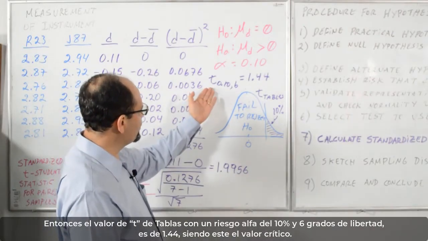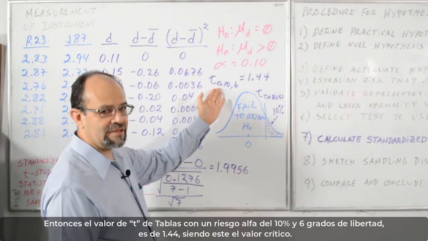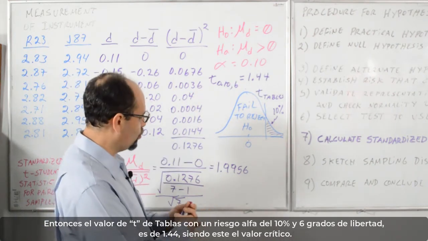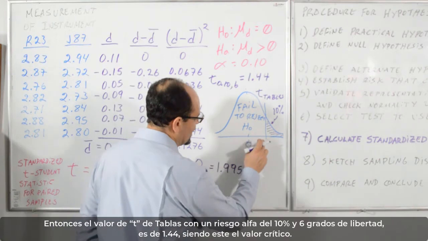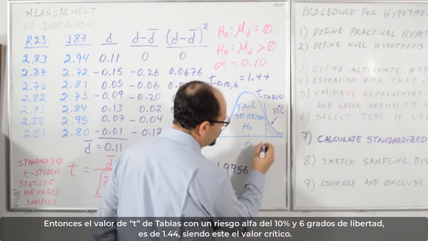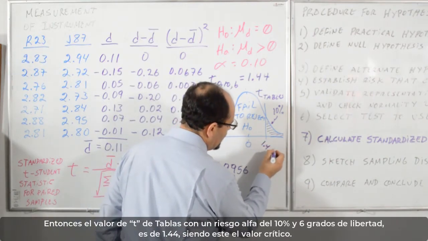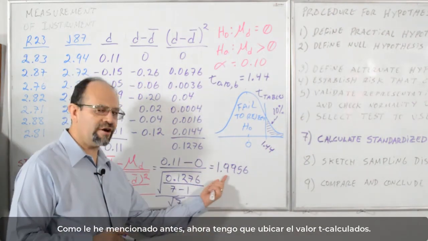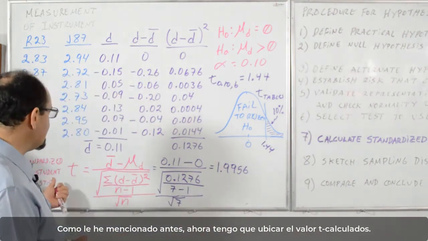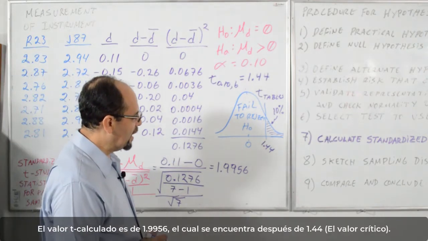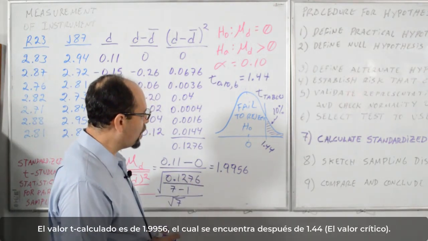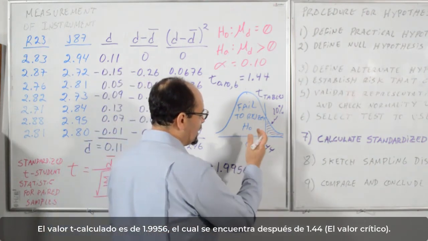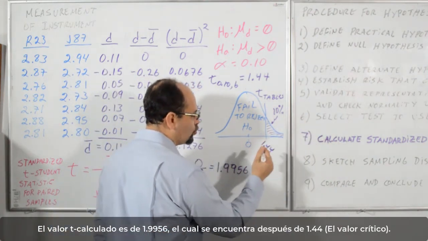Then t from tables, with alpha 10% and 6 degrees of freedom, is 1.44, and that becomes the critical value, 1.44. As I have said, I now need to find out where the t calculated value is. The t calculated value is 1.9956, and 1.99 is after 1.44.